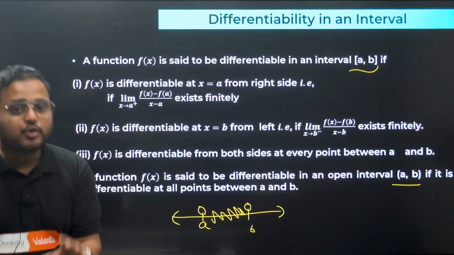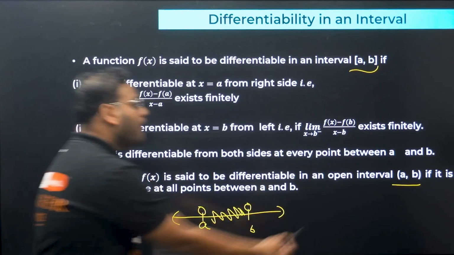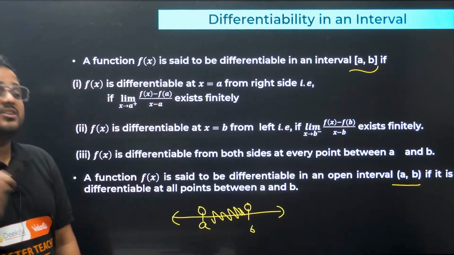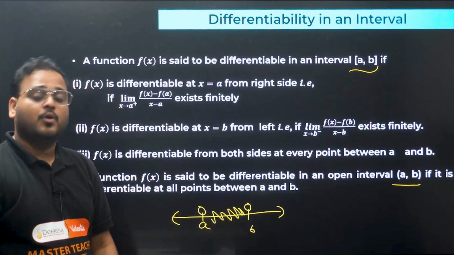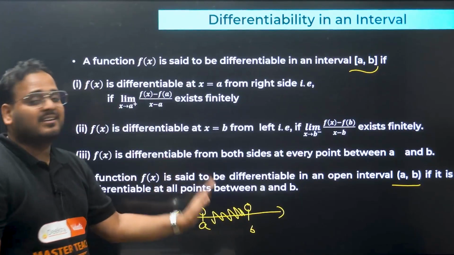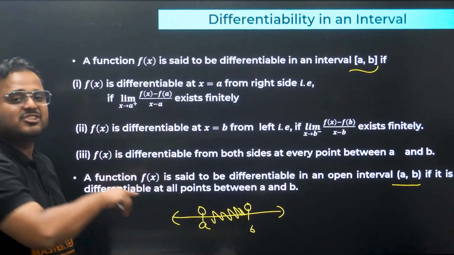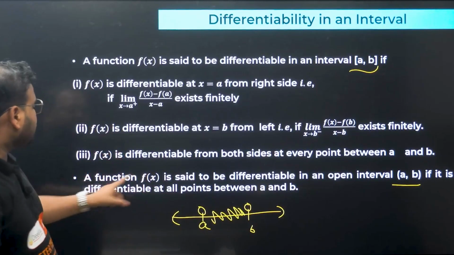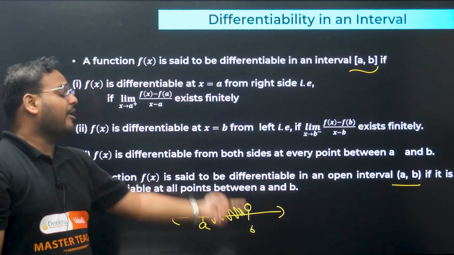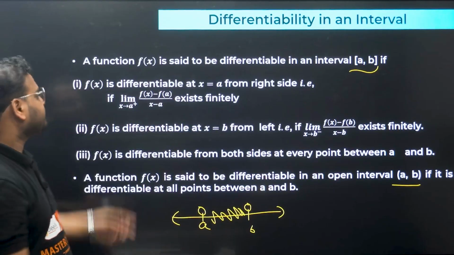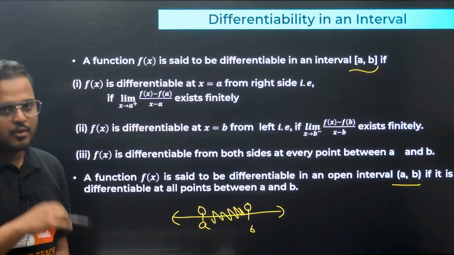So for the function to be said to be differentiable in the open interval AB, what is the condition? The condition is it should be differentiable at every point. What's the meaning of that? It means the left hand side and right hand side derivatives should be equal at every single point. Okay? For every point, the LHD should be equal to RHD. Please check. A function f(x) is said to be differentiable in an open interval if it is differentiable at all points between A and B. Okay? Now let's get back to the closed interval. Open is clear.